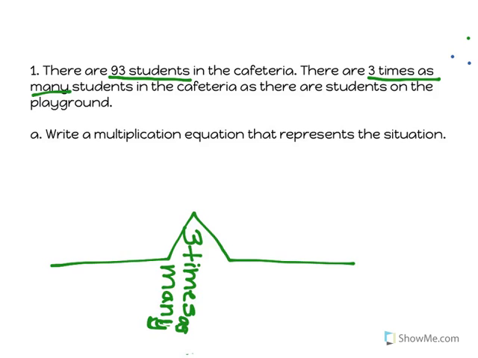Mommy, what comes after letter Q? Are. Okay, what 2 things, Alice? Okay, so we have students in the cafeteria and students on the playground. So I'm going to write cafeteria and playground.